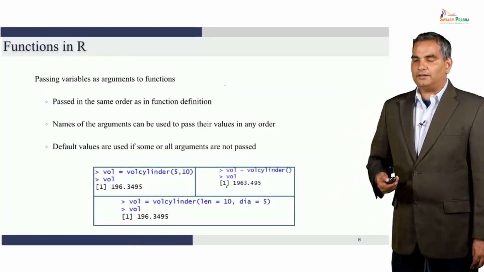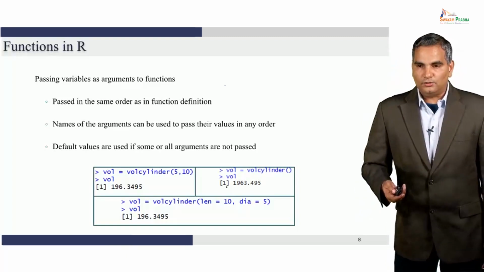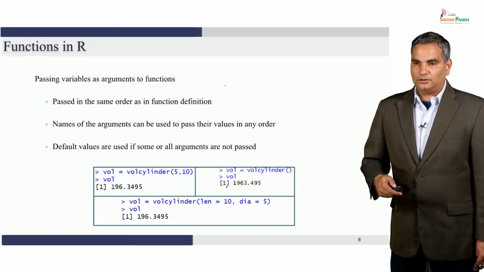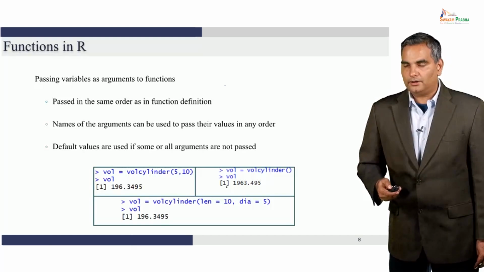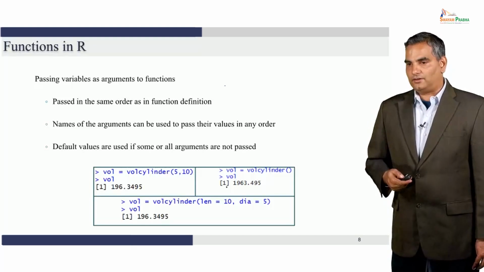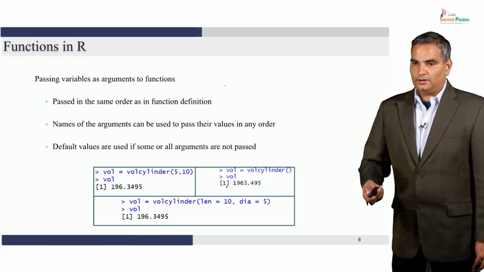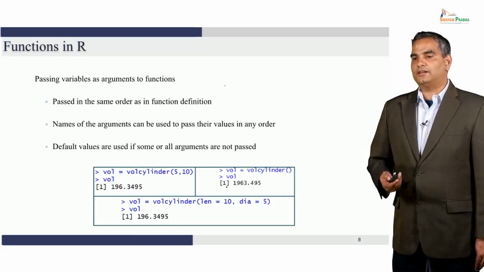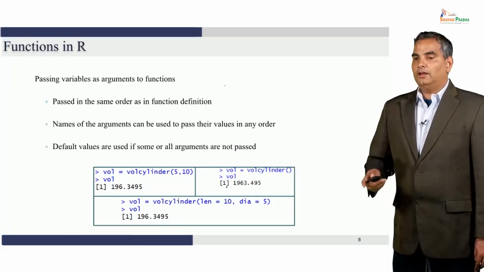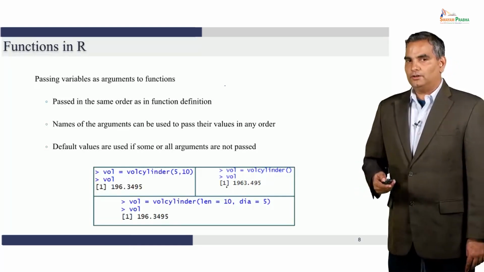Then it really does not matter in which order you are passing the arguments. In the first case, when you say volume is volume cylinder 5, 10 without any identifier, then it is going to automatically assume that the first argument is for the diameter and the second argument is for the length. Now, if you actually wanted to pass the length as the first argument and diameter as the second argument, it is possible if you use the identifier to go with it. So this is what we show here. Volume is volume cylinder, length equal to 10, dia equal to 5, and you get the same result 196.3495. Because though we have sent this in a different order, we have used the identifier with the argument to send it to the function.